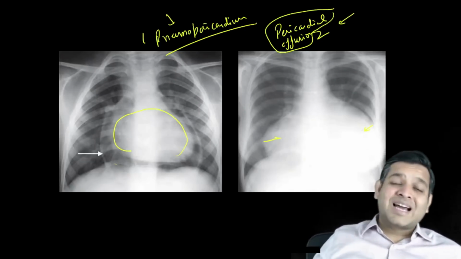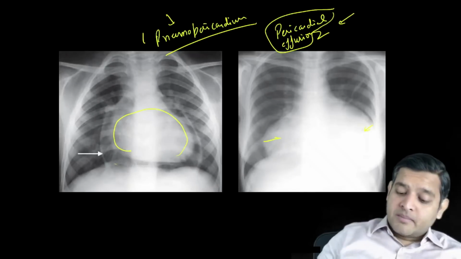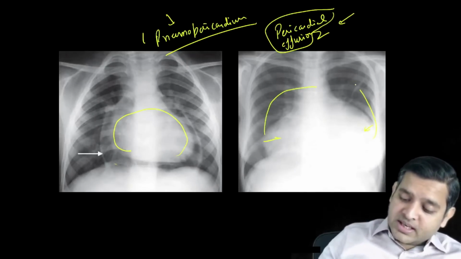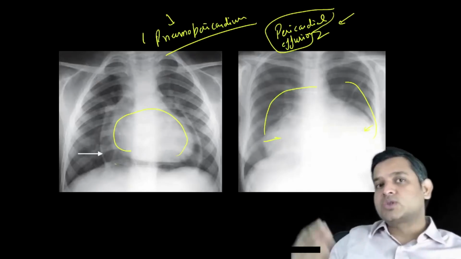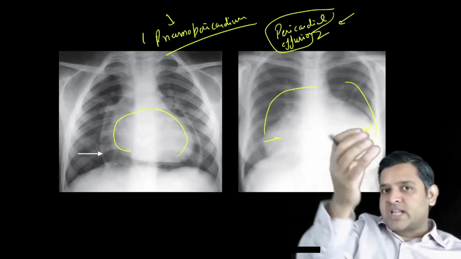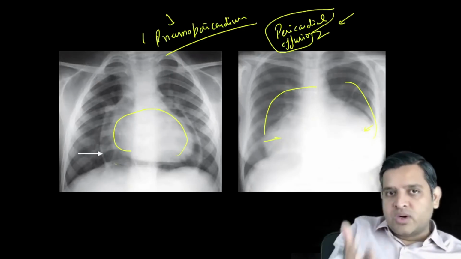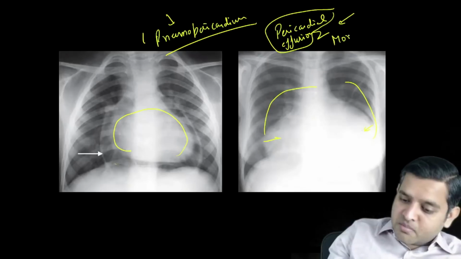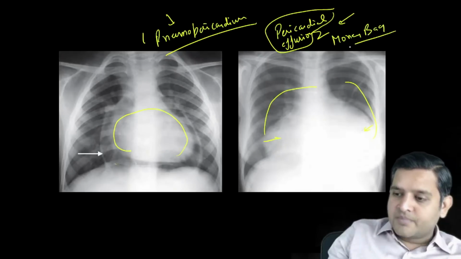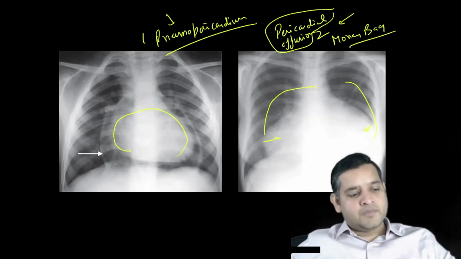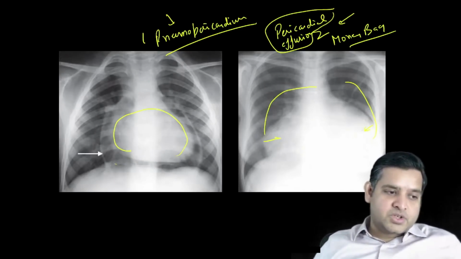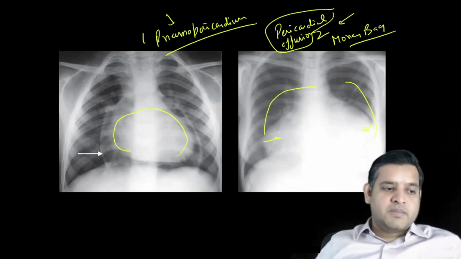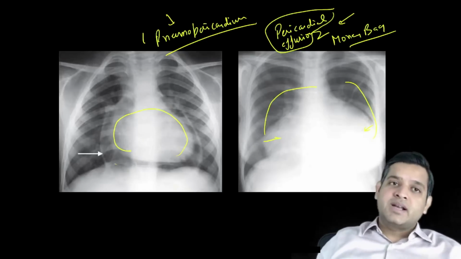Now this could be because of a dilated heart also, rather than the fluid. But if it's a dilated heart, you're going to see the entire heart is dilated, and the superior mediastinum is also widened. When the superior mediastinum is narrowed and you see globularity only in the lower part, this is called money bag appearance. Money bag appearance is a very important feature of pericardial effusion.